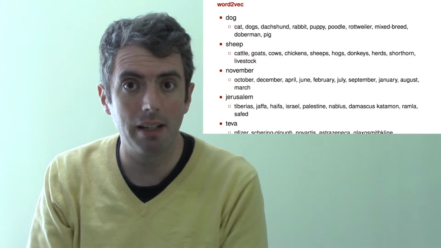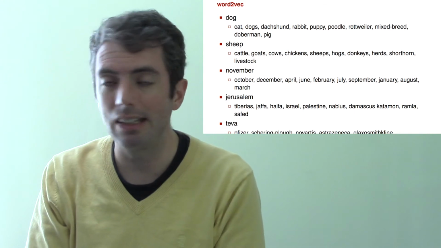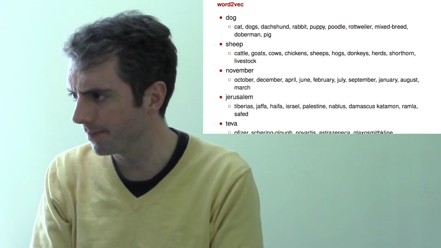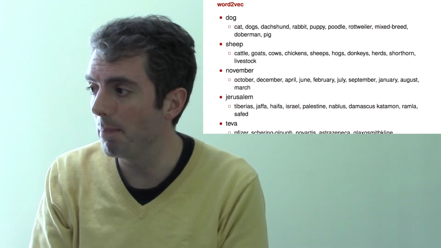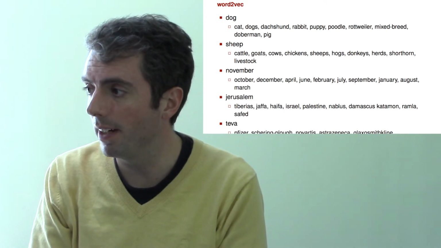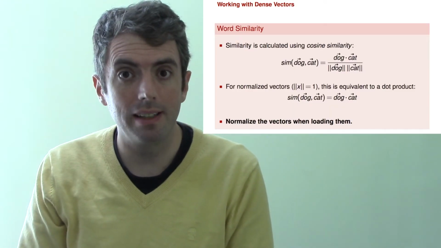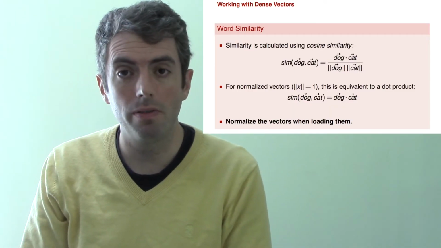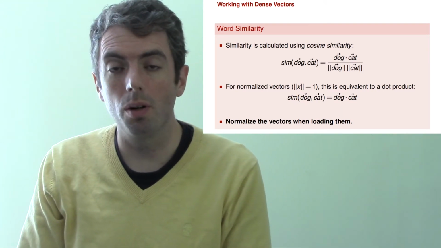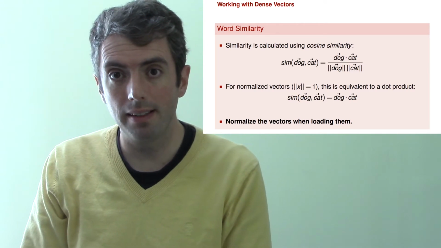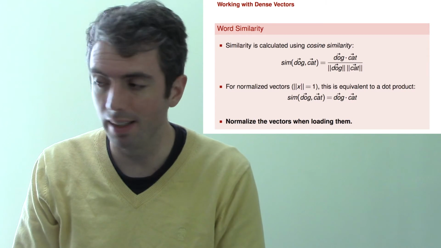For example, if you want to look at the closest neighbors of the word dog, you get things like cat and dogs, the plural of dog, specific kinds of dogs like dachshund, and puppy, and poodle, and Rottweiler, and so on. What people often do is they take the cosine similarity between two vectors to denote similarity. The nice thing is that if you normalize all your vectors as a pre-processing step so that they're unit length, you can just take the dot product to compare words in this space.